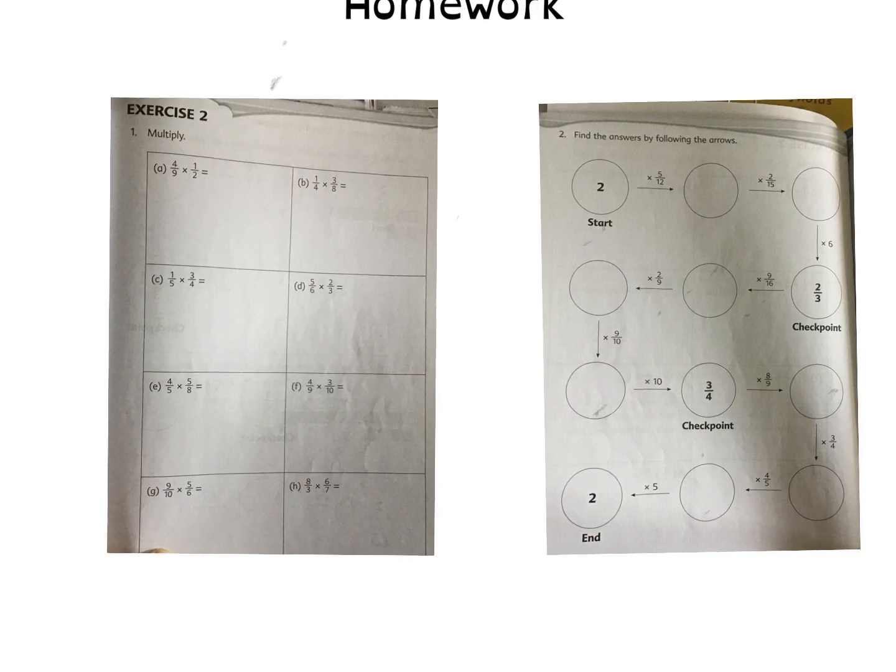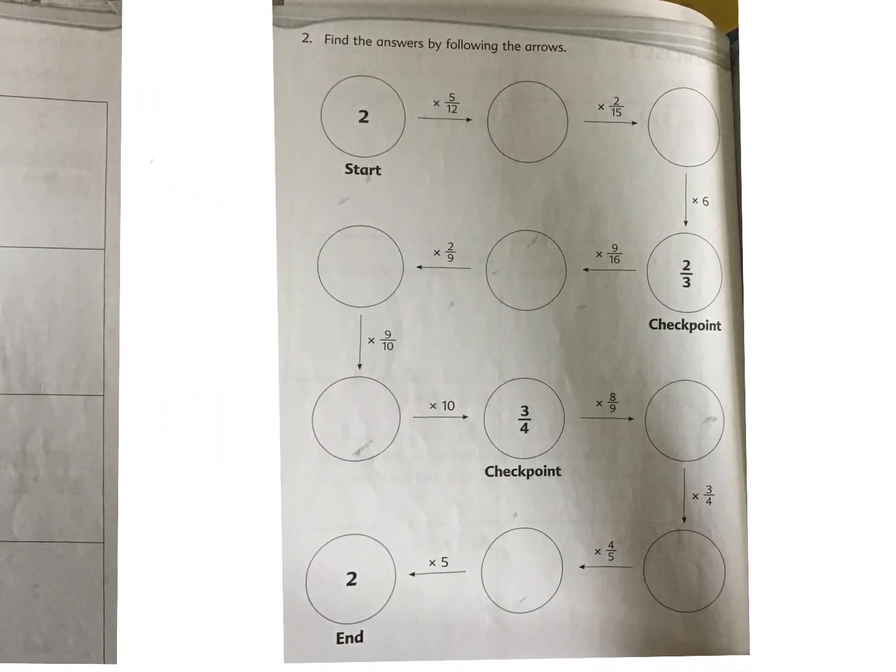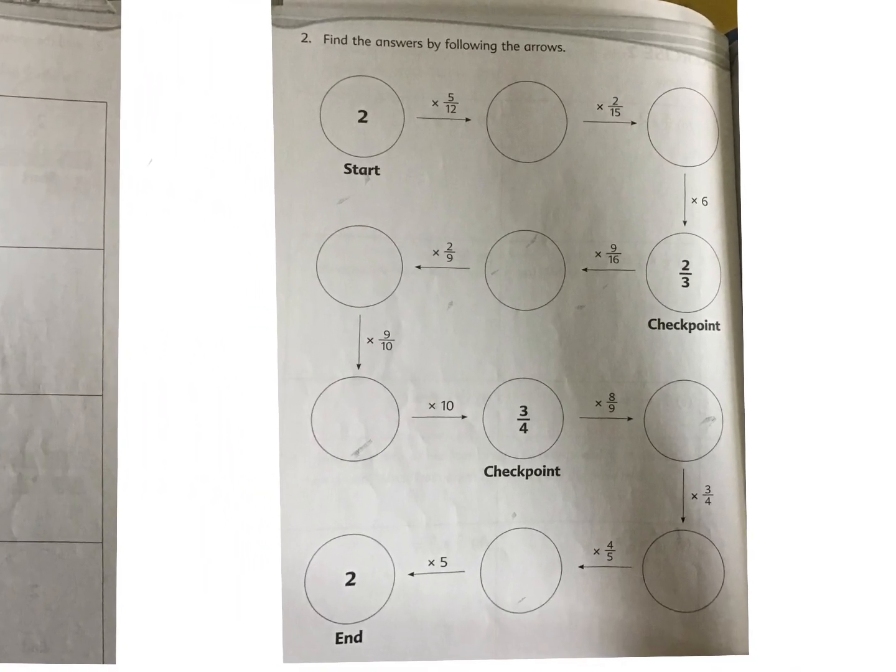Here's your homework. I wanted to highlight this one. This is a little new for you. So when there's a whole number, it's going to be 2 over 1. So now 2 over 1 times 5/12. So if you do the reducing, 2 goes into 12 6 times, 2 goes into 2 once. 1 times 5, 5. 1 times 6, 6.